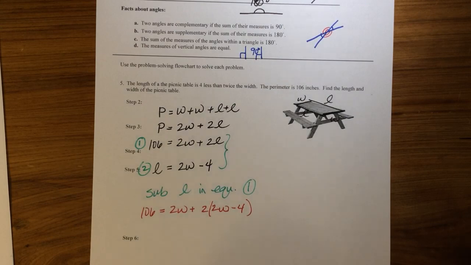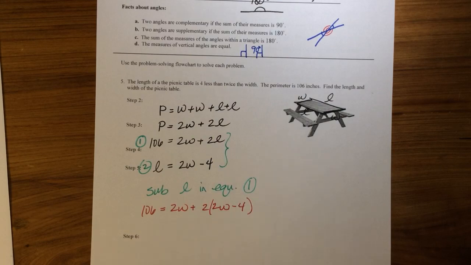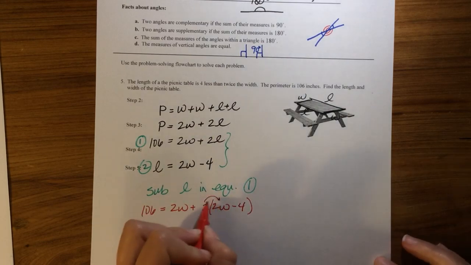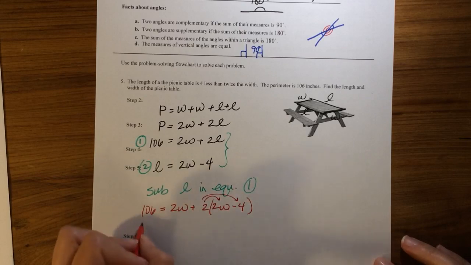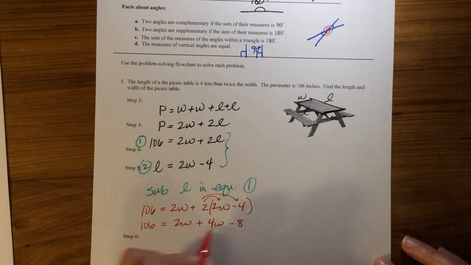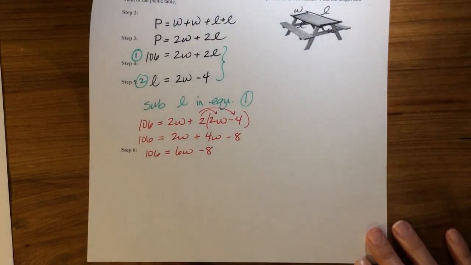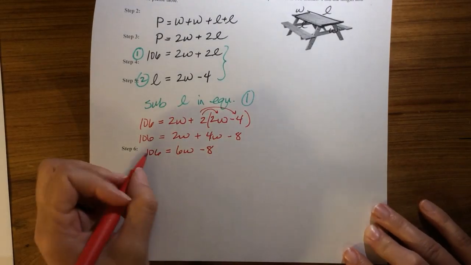Now we find W, so that then we can answer the actual question of what's the length and width. So let's simplify by distributing this 2. 106 equals 2W plus 4W minus 8. Combining the W's, we get that 106 equals 6W minus 8. So that was the simplifying, right? That was doing PEMDAS forward. Now we're going to solve, and we're doing it backward, right? SADMEP. So we add the 8.